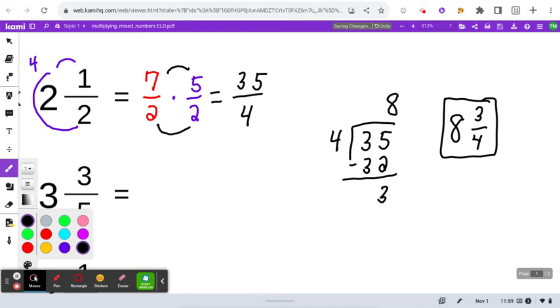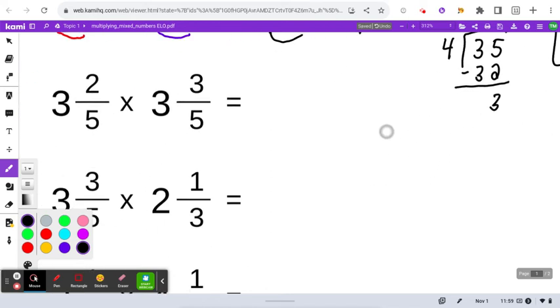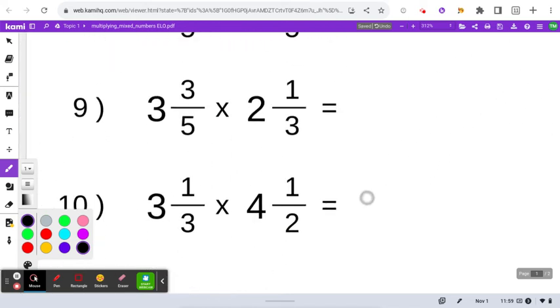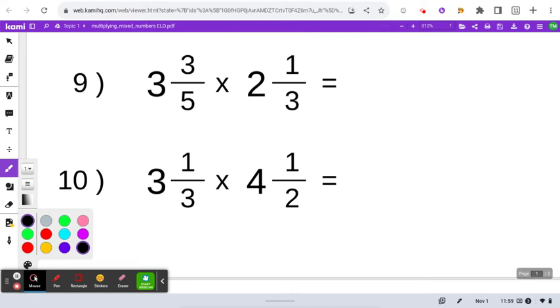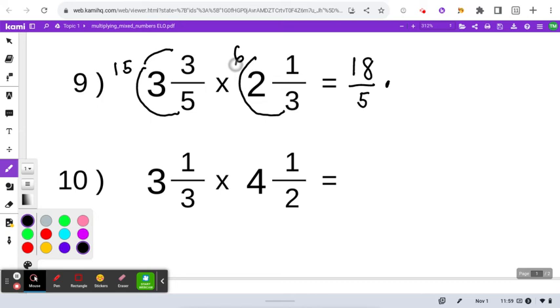And then the last one, number 9. Okay, number 9, backwards C. 5 times 3 is 15. 15 plus 3 is 18. So 18/5. And then backwards C for this one. 3 times 2 is 6. 6 plus 1 is 7.